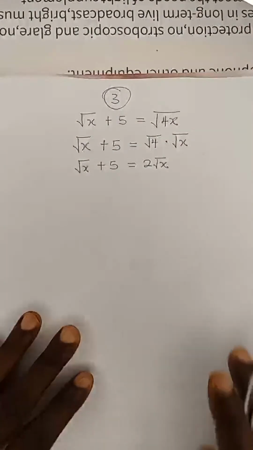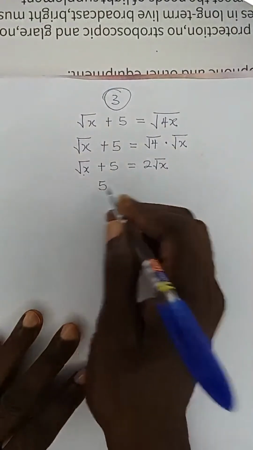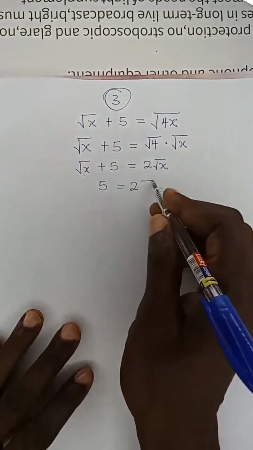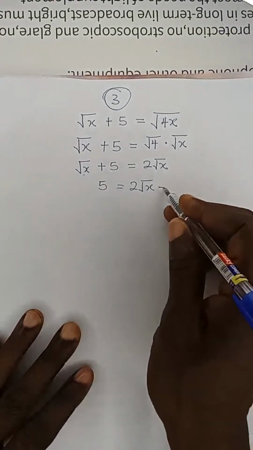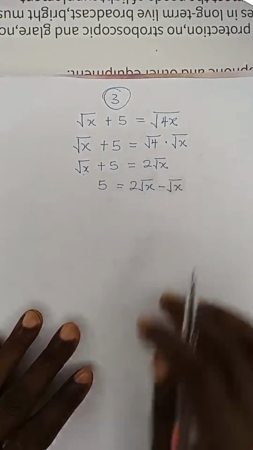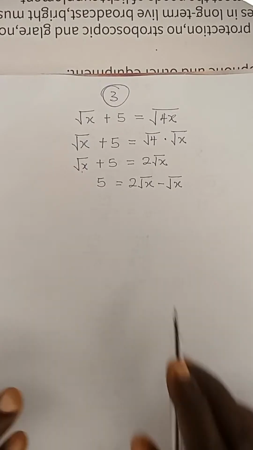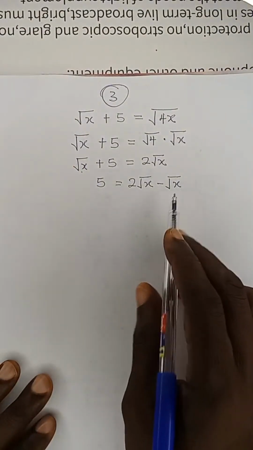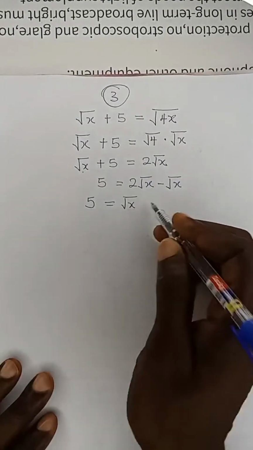By the time we bring them together, we can take this to the other side. So we have 5 here, then we have these 2 root x. Let's move this root x. If you move it to this side, it becomes this. And then 2 root x minus root x. We can factor out the root x. Here, root x is common, we can factor it out.